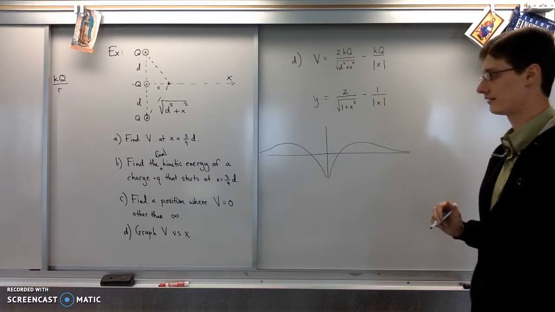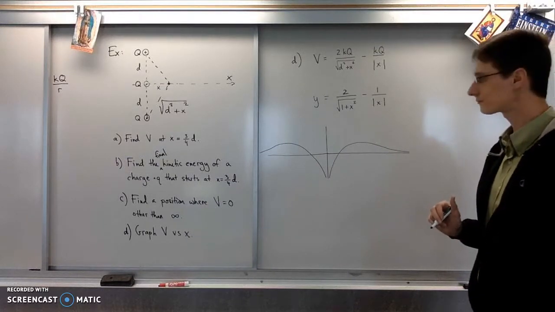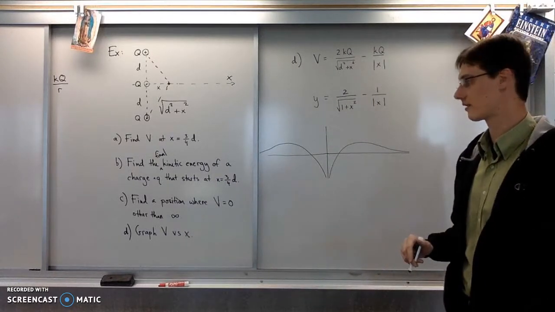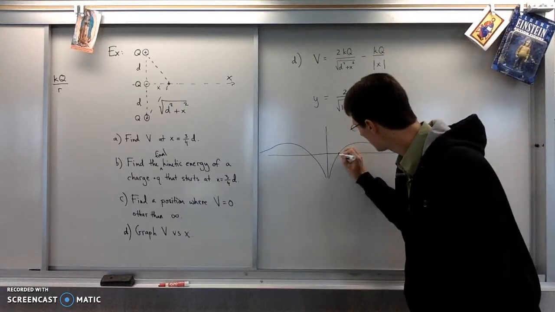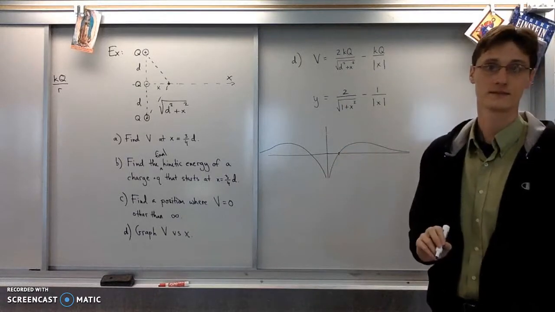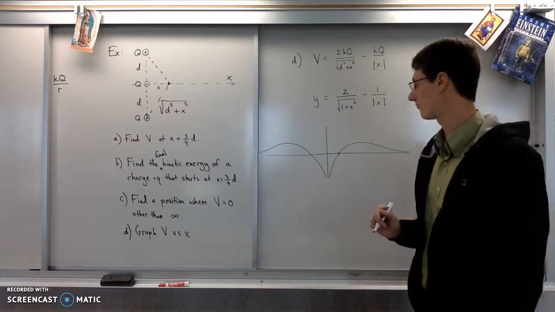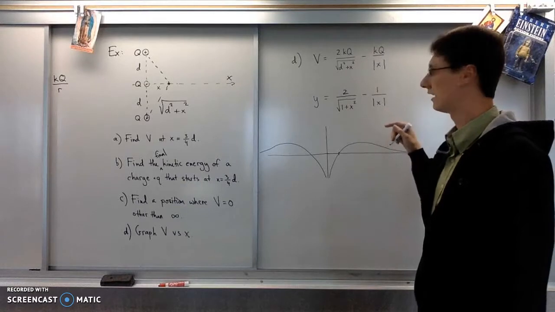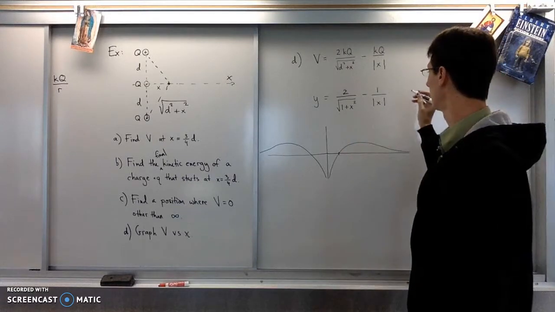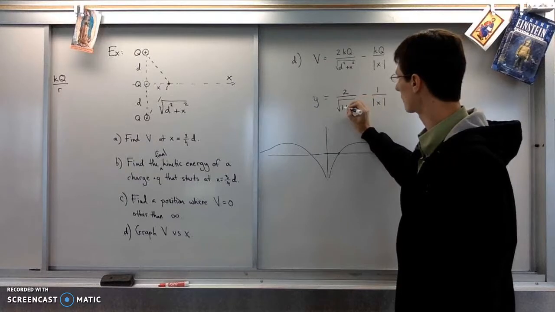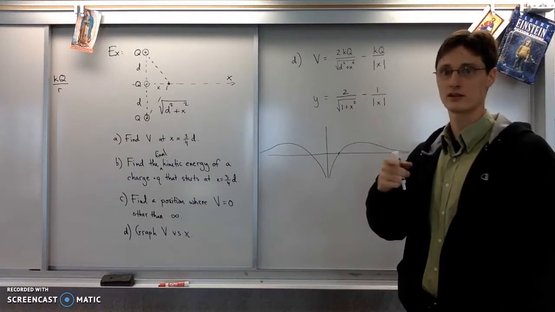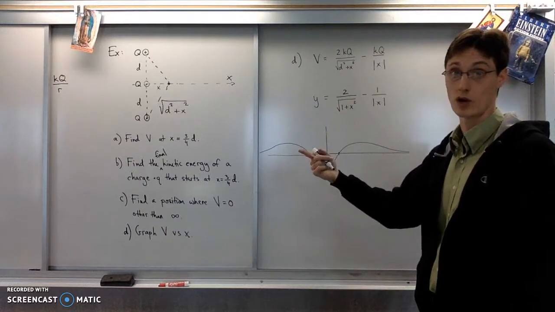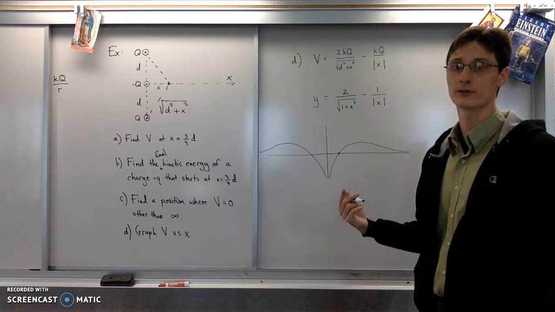There's our graph of v versus x. If we want to find a position where the potential is equal to 0 other than infinity, that's right here. There it is. I found it. Your calculator can specifically solve for it. If you were to work out the algebra and such, it comes out to d over root 3. Since you replaced d with the number 1, the answer is going to be 1 over root 3.